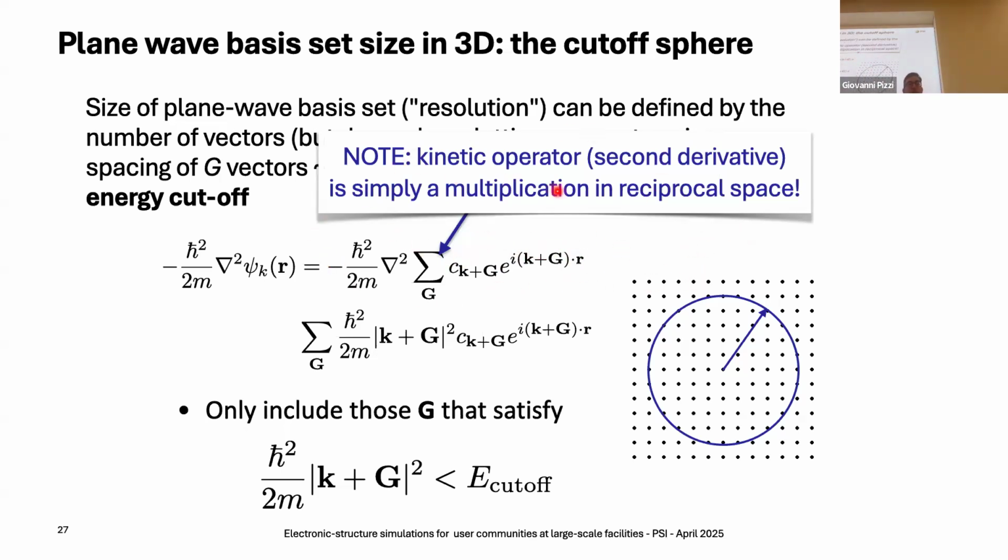In this case, the reason is that if you want to compute the kinetic term, the kinetic operator is a nabla squared, so the second derivative. Well, it's very easy, because every derivative is just moving out here e to the i times k plus g. So the second derivative is just multiplying with minus k plus g squared. So in reciprocal space, derivatives become simply multiplication by a number. Very easy. I don't have to do derivatives anymore.